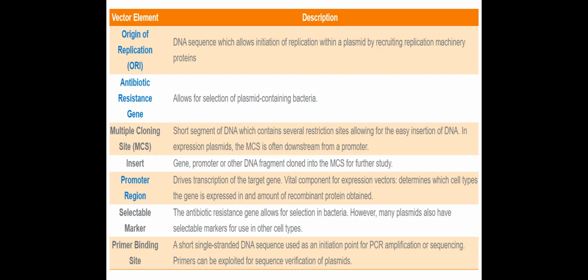Then it must have a selectable marker, where you can differentiate the transformed cell which carries the recombinant vector from the non-recombinant vector, like we just discussed with lacZ. Then it must have a primer binding site. Most vectors have short sequences of conserved primers, like the M13 primer, forward and reverse. Because of these sequences, the plasmid can directly be used for sequencing, where you can use this primer for sequence verification of your recombinant vector.